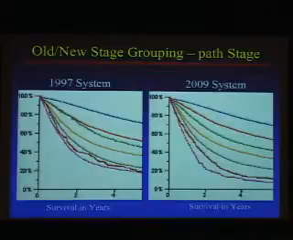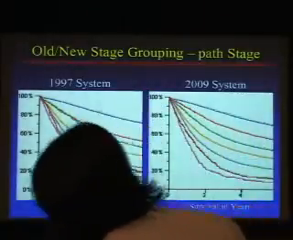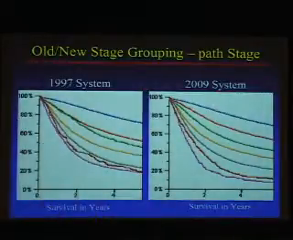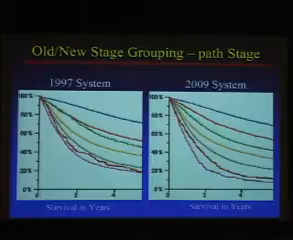And if you look at survival, this is survival of the patients in the database based on the old system, the 1997 system, and based on the new system. And you can certainly see that the curves separate out much more nicely, looks much better. Well, duh, of course it does. I mean, the whole system was designed to have better separation of the curves. That's the way that they decided to do the groupings. So of course it looks better.